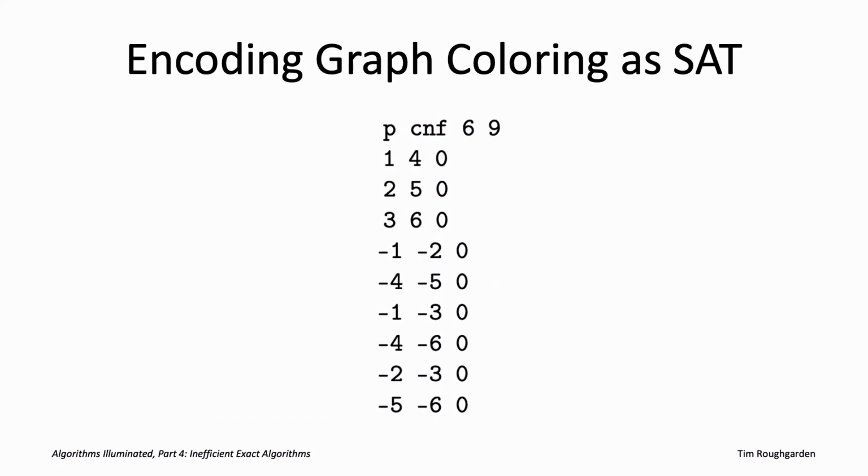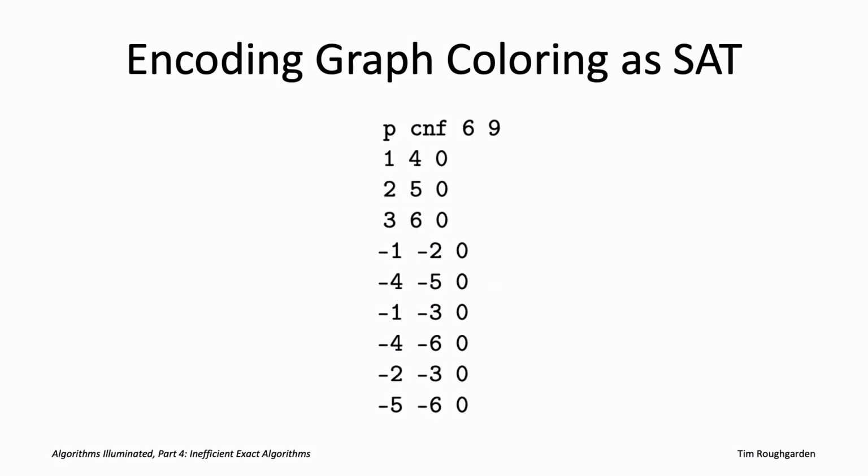So just to explain what the syntax is that you're seeing here, the first line of the file warns the solver that the SAT instance has 6 decision variables and 9 constraints. The CNF stands for conjunctive normal form, and that just indicates that each constraint is in the format we've been talking about, the disjunction of literals. The numbers between 1 and 6 refer to variables, and the hyphen indicates negation.